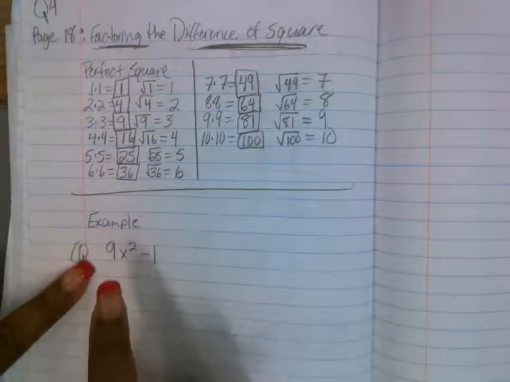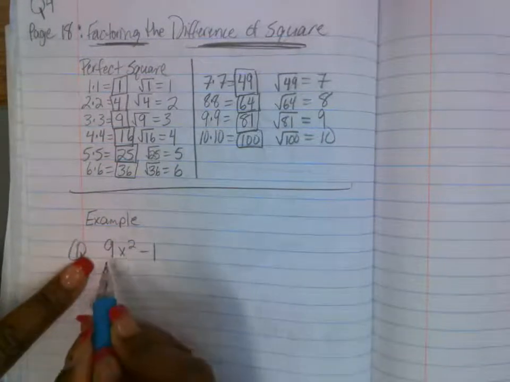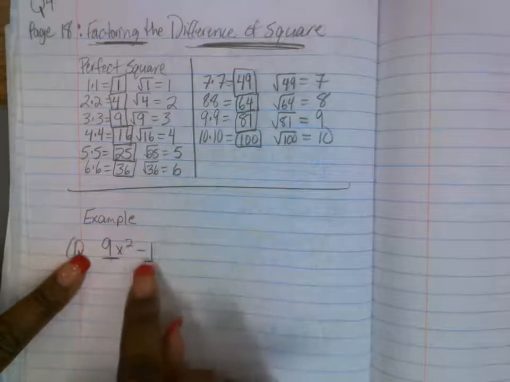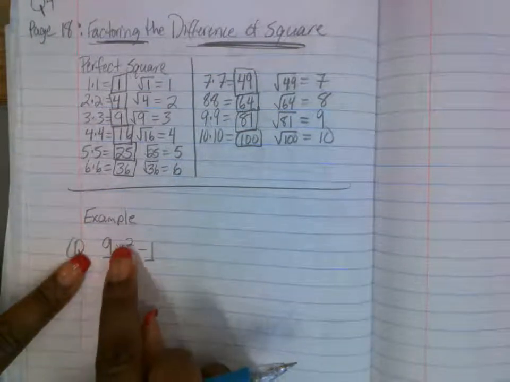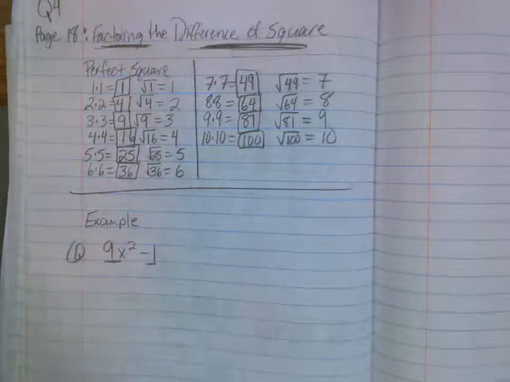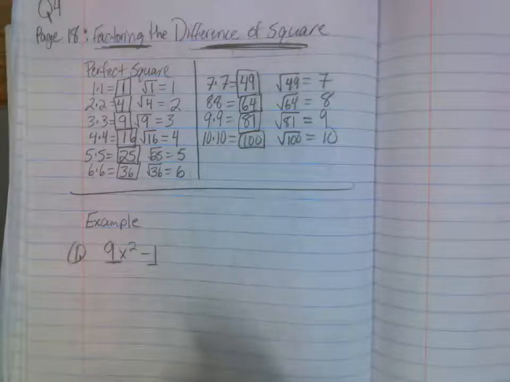But what you do notice about this is that both of these terms are perfect squares. 1 is a perfect square and 9 is a perfect square. And x squared is also a perfect square because it's x to the second power, and it's an even exponent. Questions, comments, or concerns?